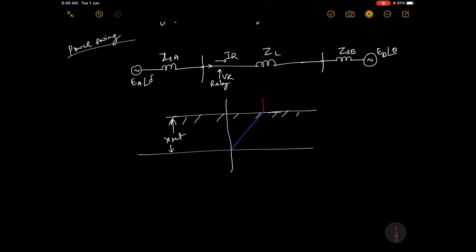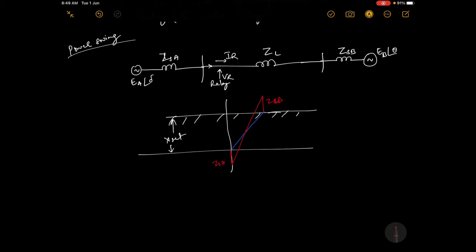So ZSB is beyond ZL, correct. And in the opposite direction, where the relay is, in the reverse direction we have ZSA, so this is beyond. Because your relay is here, it is meant to operate till here, so it is beyond. In that case reactance is generally high, so that's why we have taken them exactly in parallel. So the resultant will be something like this.